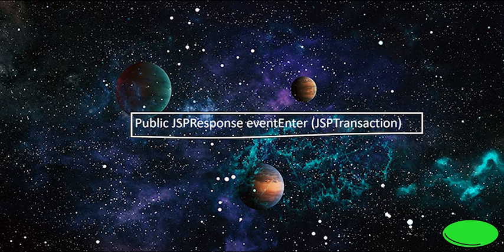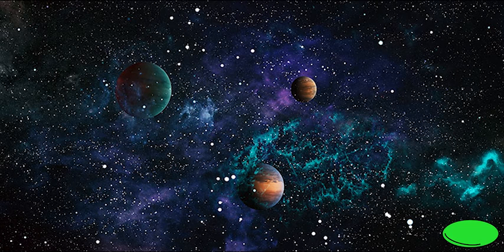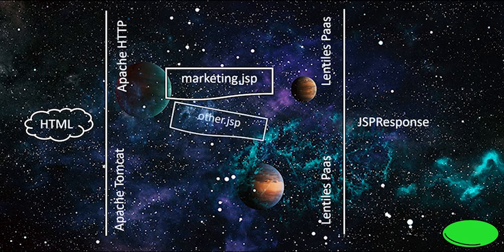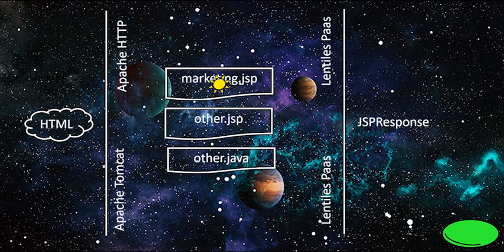Recall that an event handler returns an object type of JSP response. Lentiles PaaS uses the JSP response to determine what component will be used to provide the response and will take steps to cause the appropriate component to render the HTML. The JSP response object may reference a response page class that should be used to render the HTML, or it may reference some other Java server page, or it may provide response content directly.